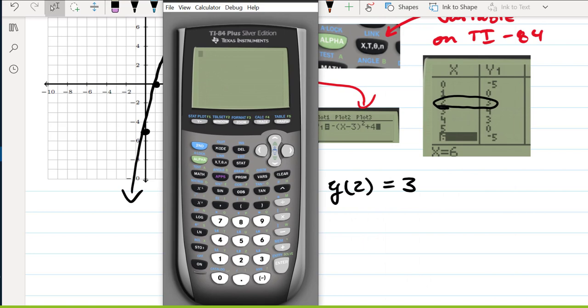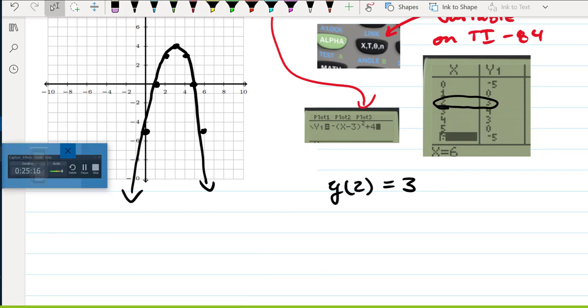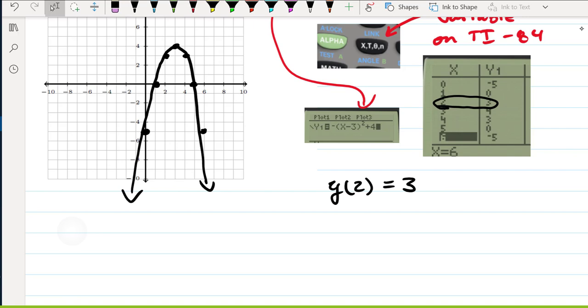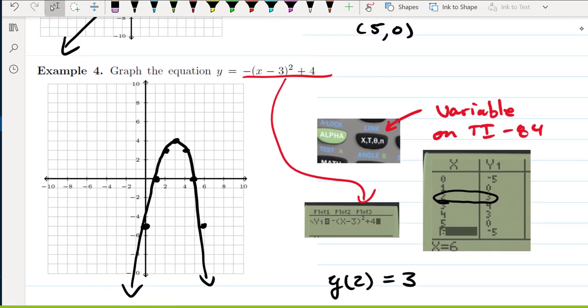If I go back to my home screen, if I press the alpha key and then trace up here, it pulls up a Y menu. You'll see Y1, Y2, Y3, Y4, Y5, Y6, Y7, and so forth. So let's grab Y1, and then if I go parenthesis 2, that means I'm going to put 2 into the function. And what does it give me out? Oh, the corresponding 3, which is exactly the same thing that I would have gotten if I would have evaluated my original equation by hand by putting in these function values.